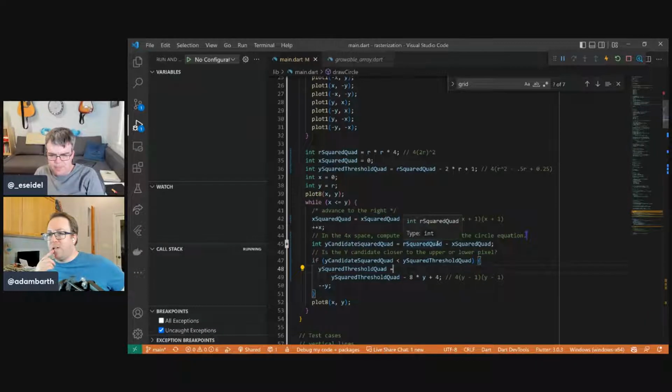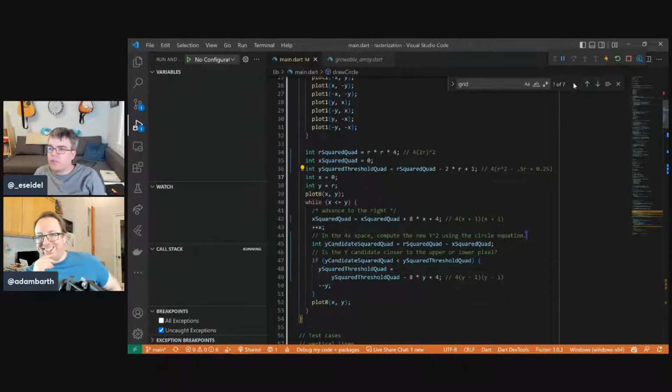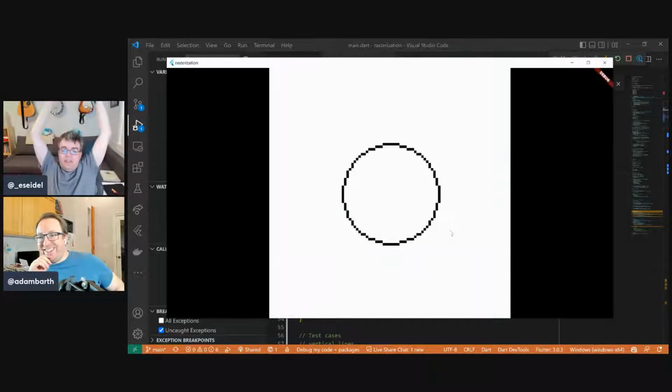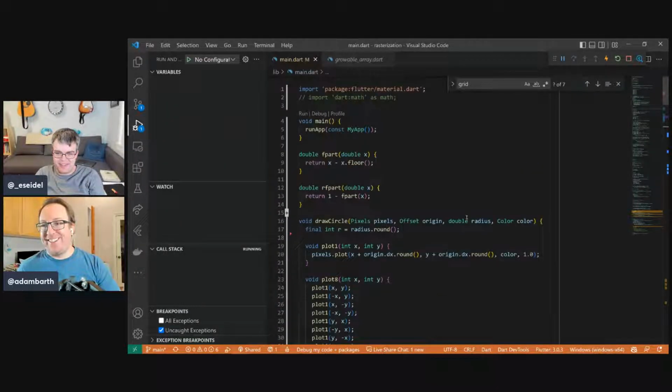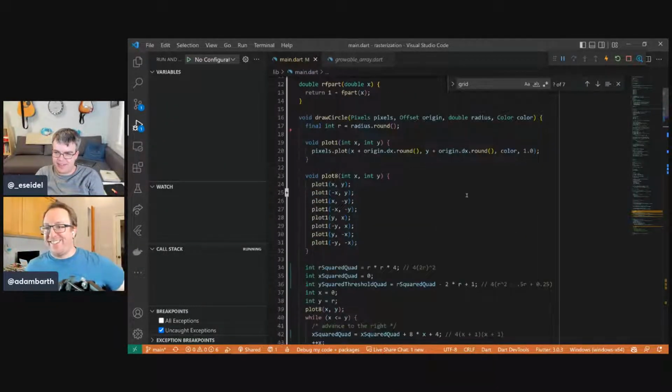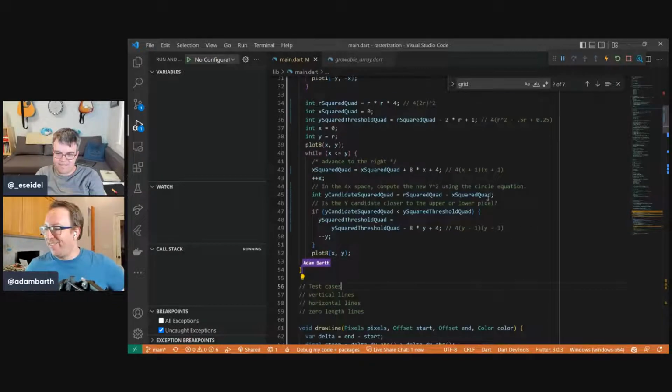Okay. So this makes sense to me. Let's see if it still draws a circle. Okay. I mean, we have no idea. Let's change the radius and see, just to make sure. Sure. What radius do you want?